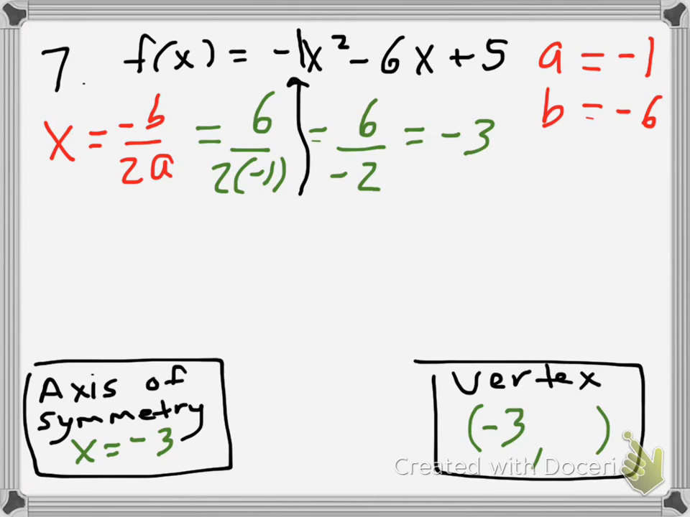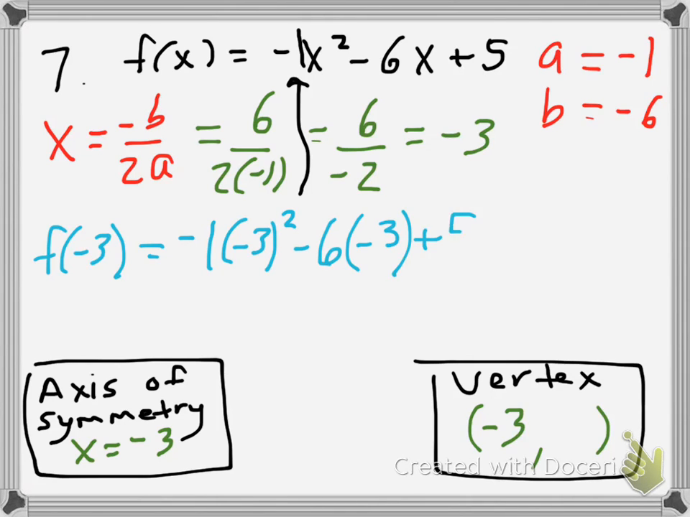So if I need to plug in -3 for x, the correct notation is f of -3, which just means I'm plugging in -3 for x. So that's -1 times -3 squared minus 6 times -3 plus 5.